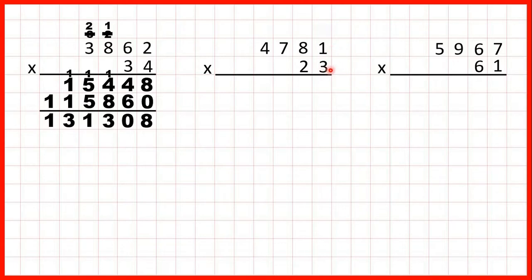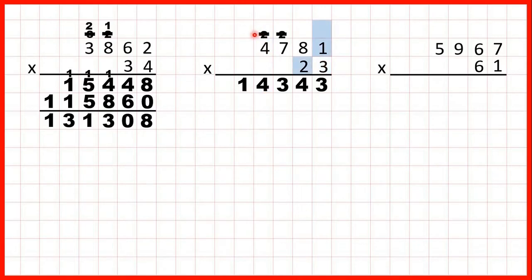So now we have 4,781 times 23. 1 times 3 is 3. 8 times 3 is 24, so 2, 4. 7 times 3 is 21, plus 2 is 23, so that's 2, 3. And now 4 times 3 is 12, plus 2 is 14. We don't have any more digits to the left, so we can write 14 in our answer line.